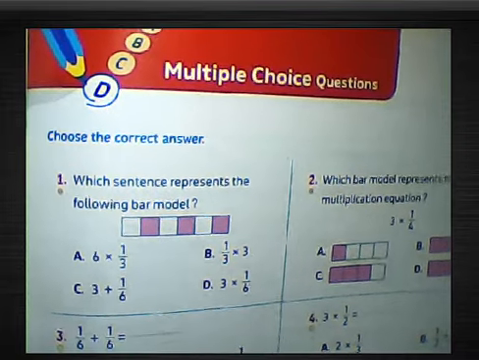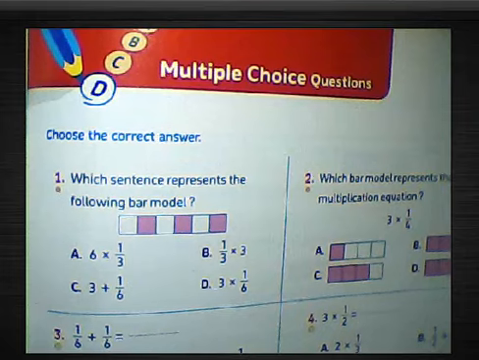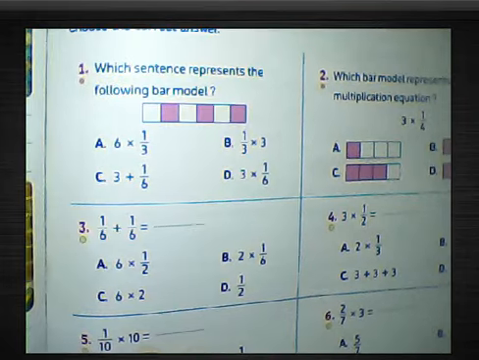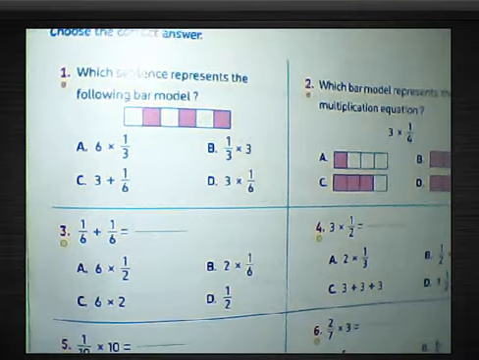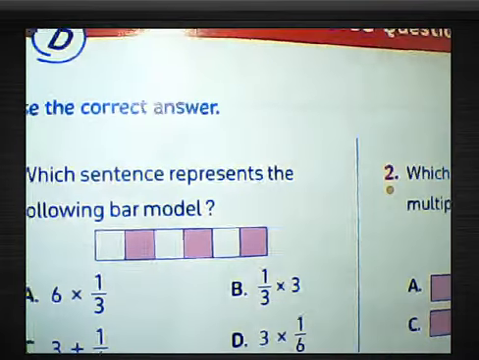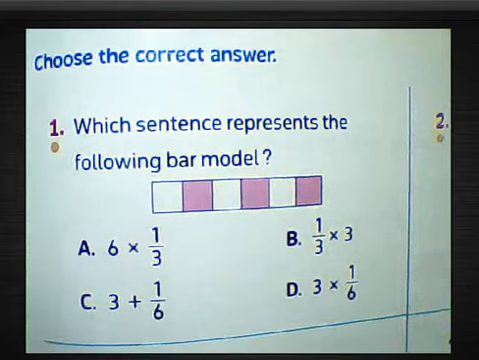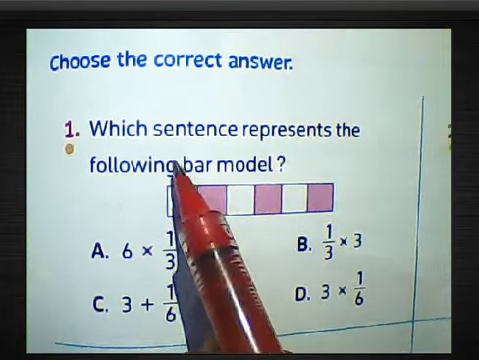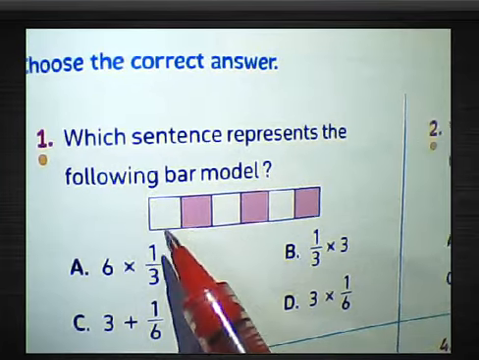Now we will solve page 183 from the Al-Moasser book, multiple choice questions. Look with me at this question here. Question number 1, choose the correct answer. Which set is summarizing the following bar model?